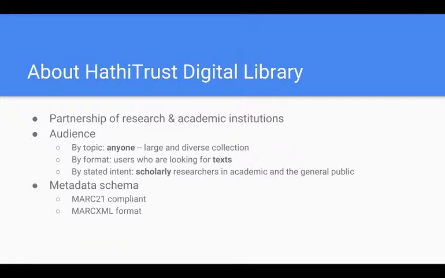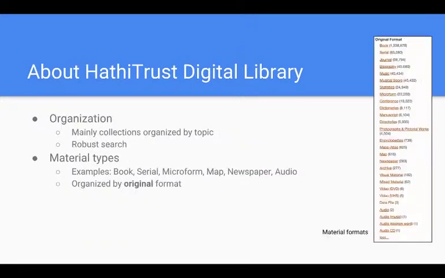HathiTrust requires its bibliographic metadata to be MARC 21 compliant and submitted in MARC XML format. The library is organized into collections by topic and features a robust search. Its material types are numerous, including books, serials, microforms, maps, newspaper, audio, and more. These formats are the original format of the items, and the library does not seem to have many digital-born items.